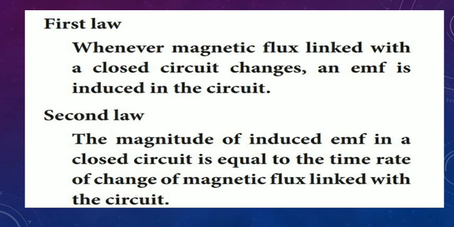Faraday's second law. Therefore, the formula for the second law is epsilon equals d phi B by dt. d phi B is nothing but the magnitude of rate of change of flux, d phi by dt. Students, the two laws are very important, a 2-mark question.